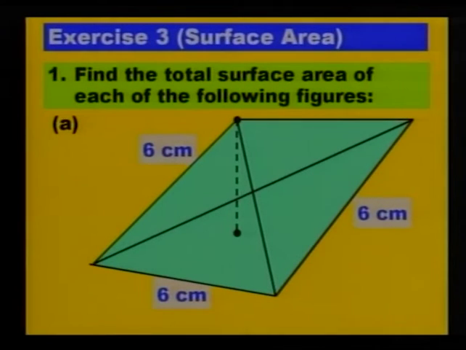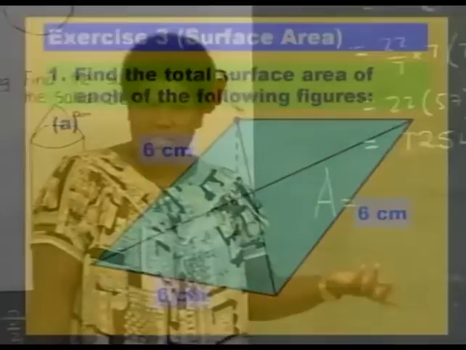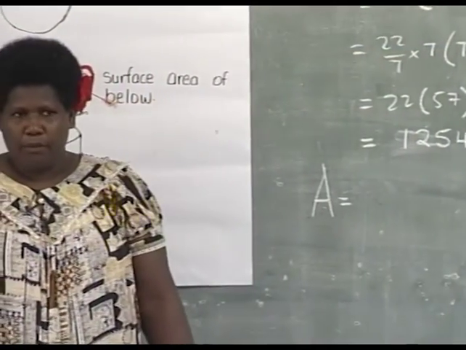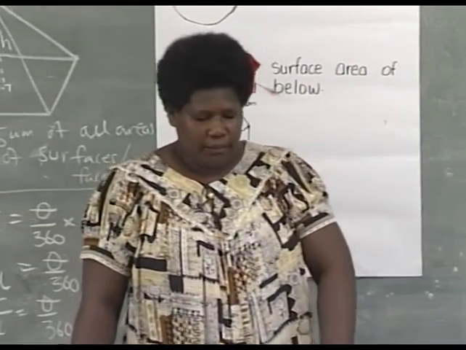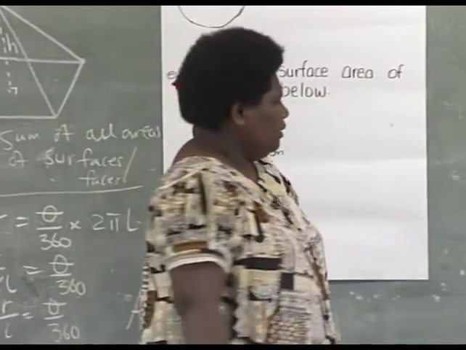Which height? The perpendicular height for each of the faces. Are we done? All you need to do is find, this one takes a very short time. All you need to do is find the area of one face and multiply it by 4. There are 4 faces that are exactly the same.